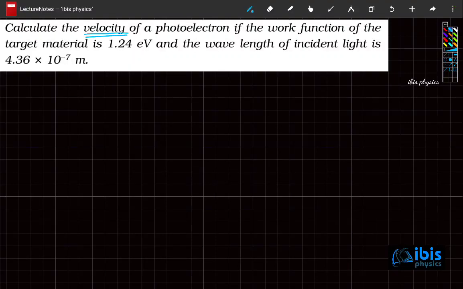...of a photoelectron, if the work function they have given is 1.24 electron volt, and the wavelength of the incident light is 4.36 × 10^-7 meter. So listen carefully to this question, because an important unit conversion problem will come here, since you can't always solve all problems in electron volt. So that is what we are going to do here.